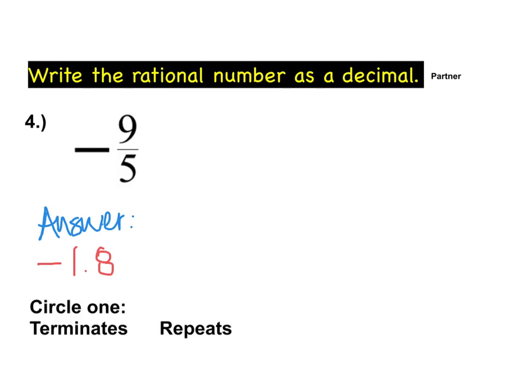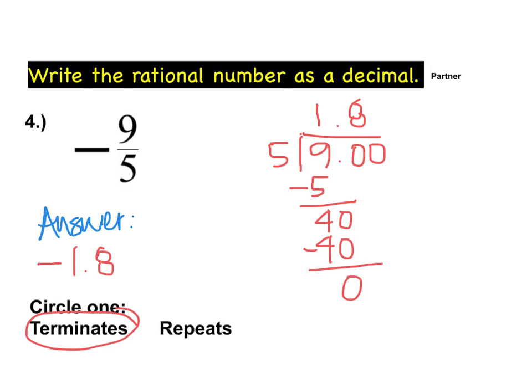So the correct answer for this one is -1.8. Let's take a look at the evidence that supports my answer. Okay, so you can see my evidence, my work. 9 went under the division bar, 5 went on the outside. 5 does go into 9 one time. 1 times 5 is 5. I take the difference. I get 4. I bring down a 0 so that I have 40.